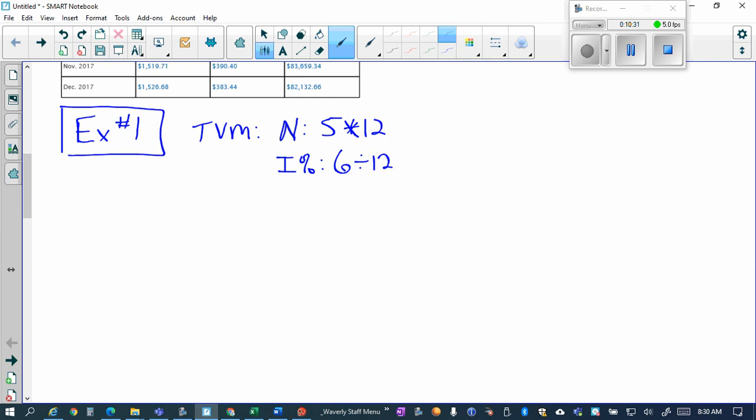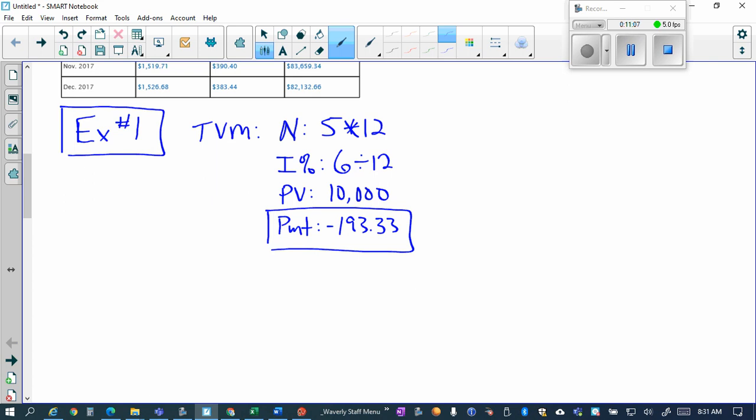All right, and then the present value was how much? 10,000. Okay, and we want the payment. So you're going to put all that in, and then go down to the payment field and hit the enter key. And what do you get? It's negative, right? One of these has to be positive, the other has to be negative. 193.33. Round money to 2 decimals.